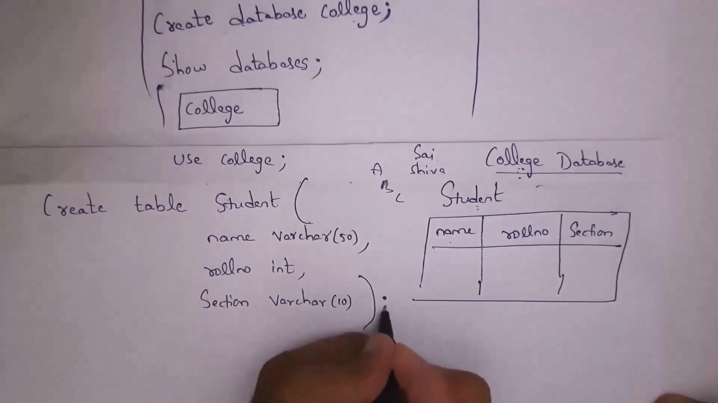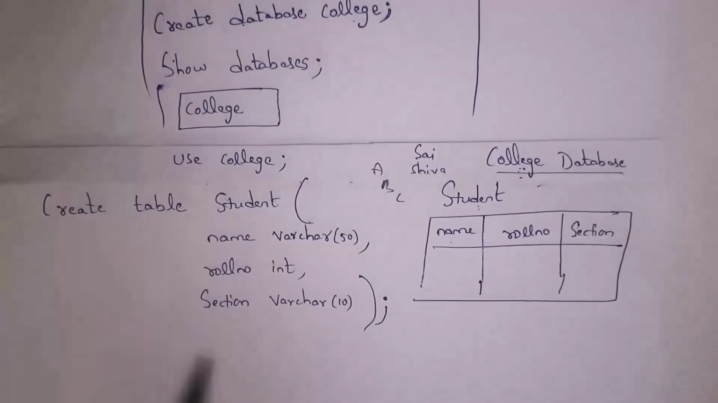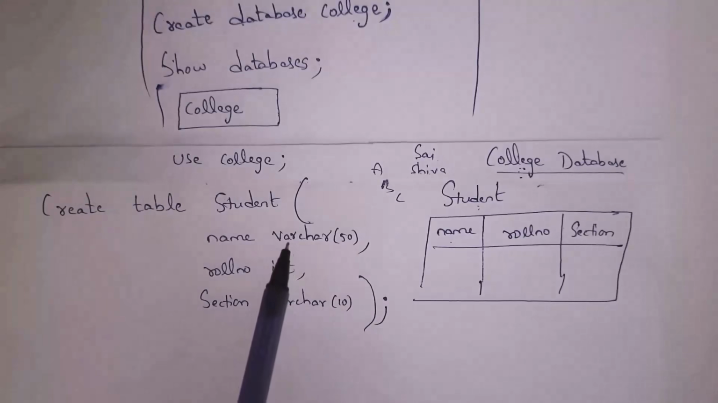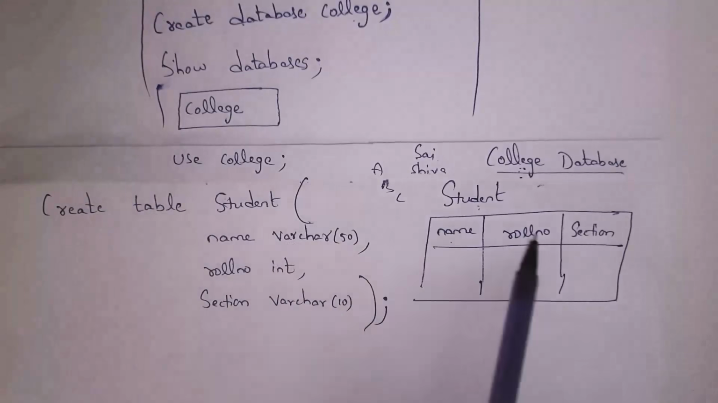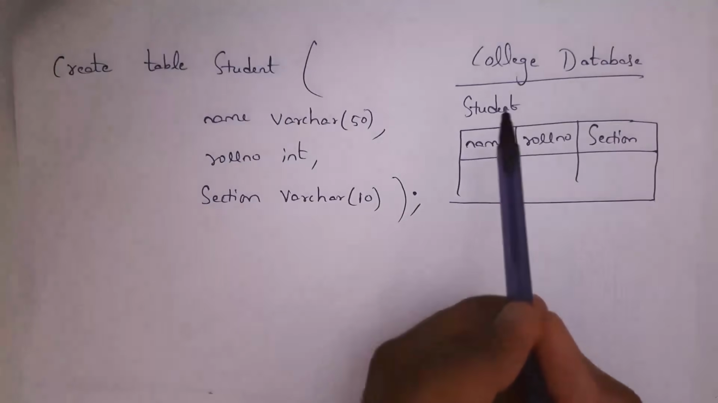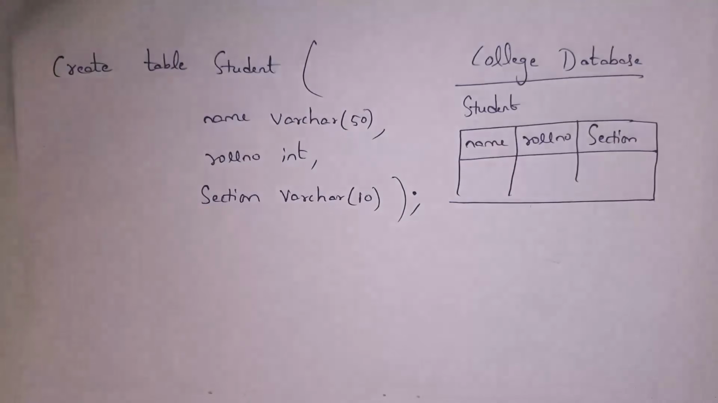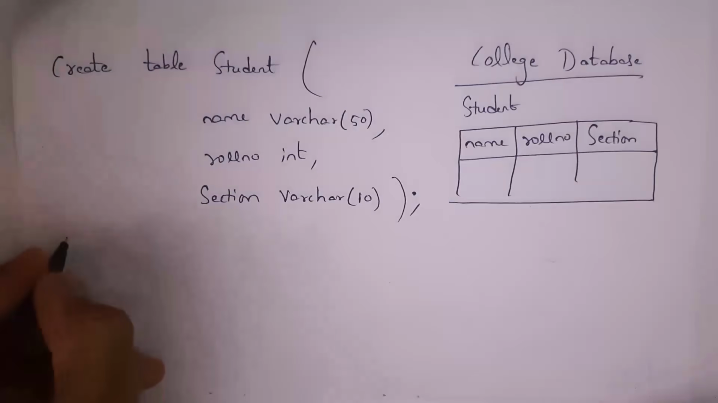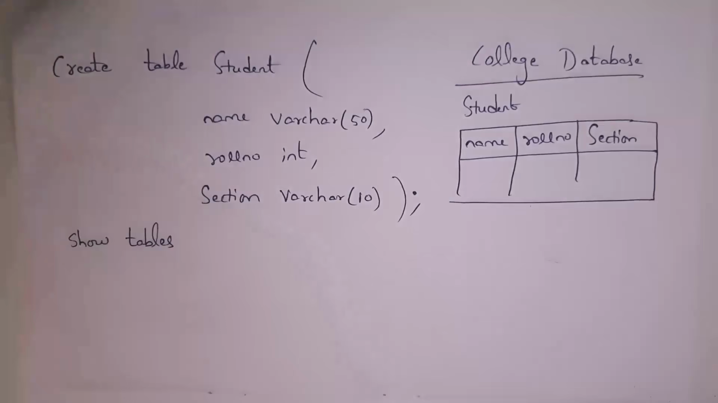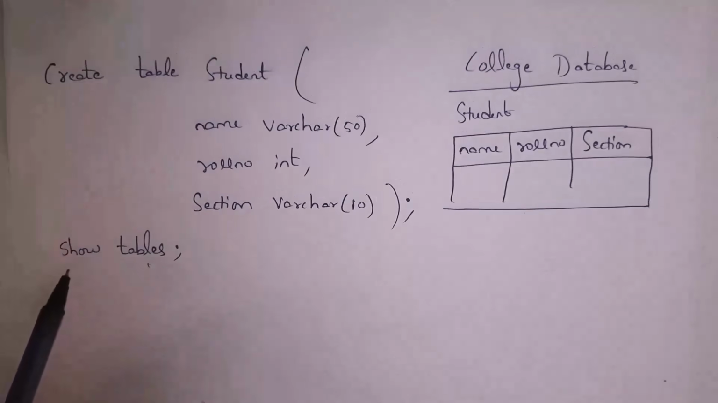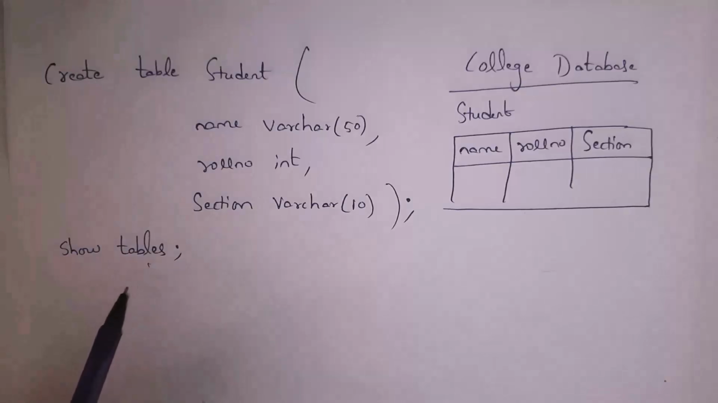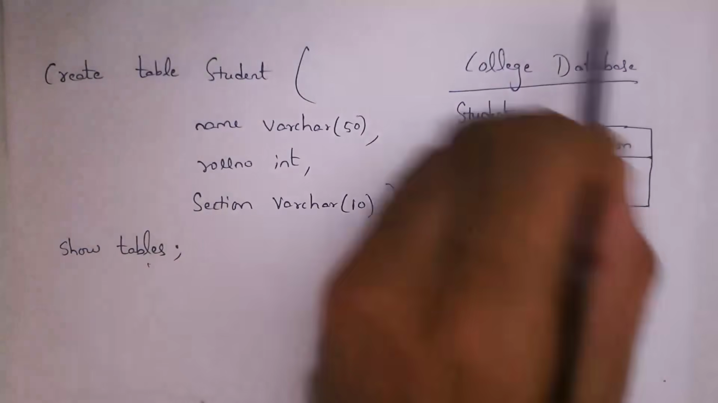Guys, definitely give semicolon. Whenever you write this code and click enter, it will create student table with 3 columns: name, roll number and section. Now we created student table inside college database. Now I want to check whether table is created or not. In order to check whether table is created or not, you need to write code, that is show tables and give semicolon. Whenever you write here show tables, it will display all tables which is present in my college database.